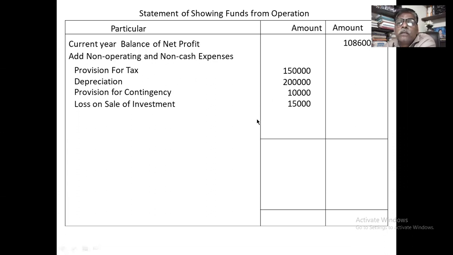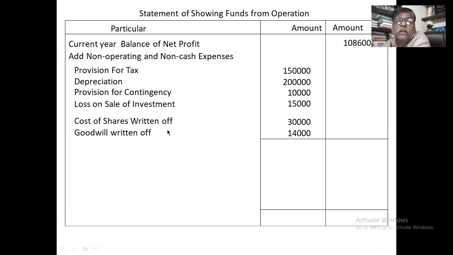Loss on sale of investment 15,000. Then cost of shares written off 30,000. Goodwill written off 14,000. Okay, these all are non-operating or non-cash items. So you take the total of this. The total of this is 4,19,000. You add in the amount column and the total is 15,05,000. 15,05,000 is the total.